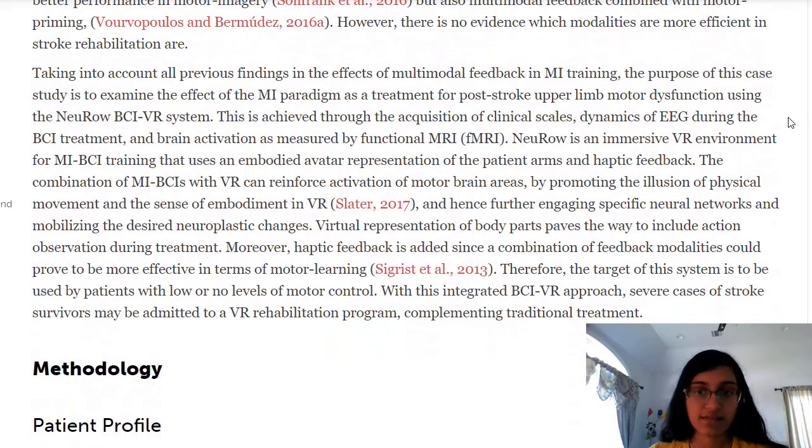And they say in the last few sentences that the target of the system is to be used by patients with low or no levels of motor control. Essentially, for example, if you have a post-chronic stroke patient who has severe paralysis and really doesn't have a lot of motor function, then this particular BCI VR system might be much more effective for rehabilitation treatment than a current VR tool might be. So with this BCI VR approach, severe cases of stroke survivors may be admitted to a VR rehabilitation program, yielding much better results than traditional types of rehabilitation.